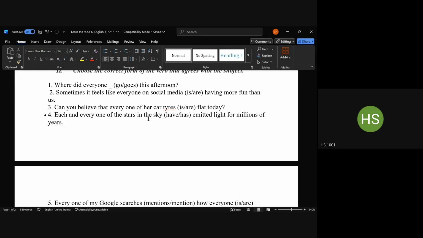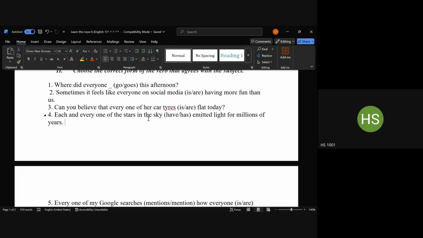Same goes for the next one. Can you believe that every one of her car tires is or are flat today? Every one of her car tires. So the reference is again individual, right? We are making individual references. We're talking about all of them, but the reference is singular. Every one of her car tires is flat today. Okay, is flat today.